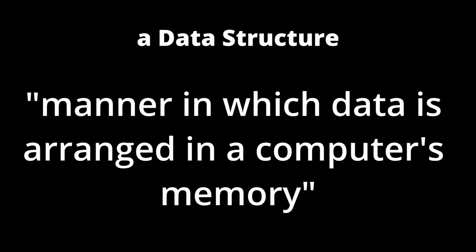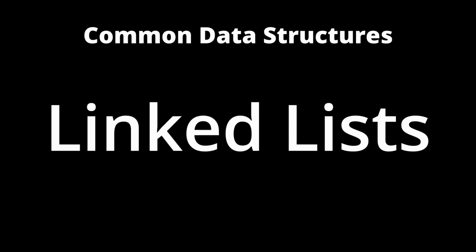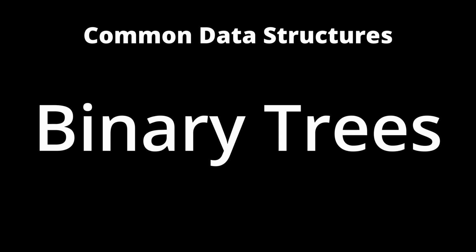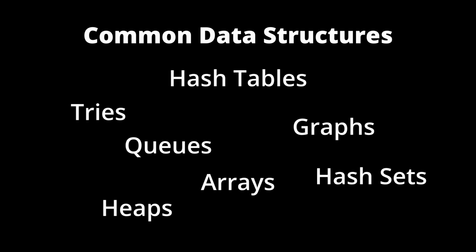Let's start with the structures. But first, bring out your notebook because you need to write this one down. A data structure refers to the manner in which data is arranged in a computer's memory. That's all. Wait, were you expecting more? You've heard the principal engineers mention things like linked lists, hash maps, binary trees, stacks, and all other kinds of stuff. Yes, those are data structures.